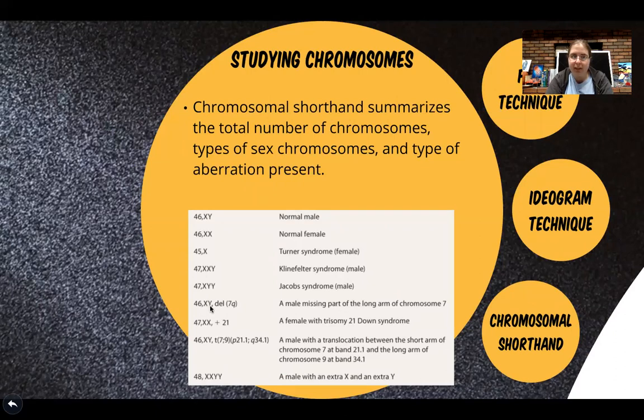46 XY, so normal number, male, but DEL 7Q. Now, what this is telling us is that DEL is a deletion. The 7Q means that it is on the 7th chromosome and it's the long arm, so the bottom portion. So part of the bottom portion of chromosome 7 is missing.